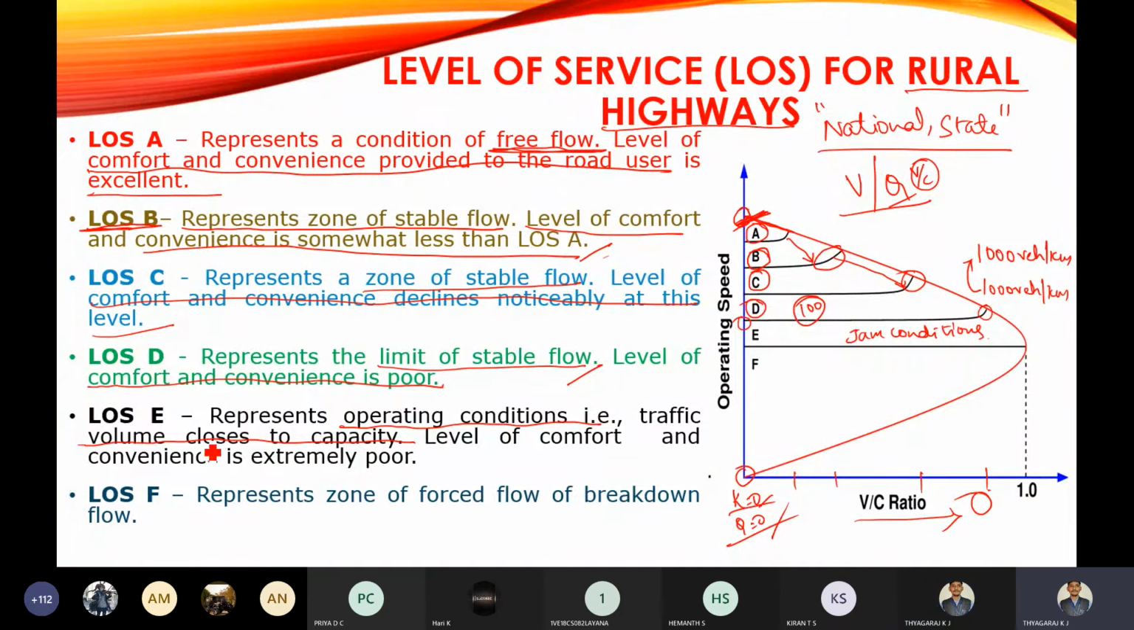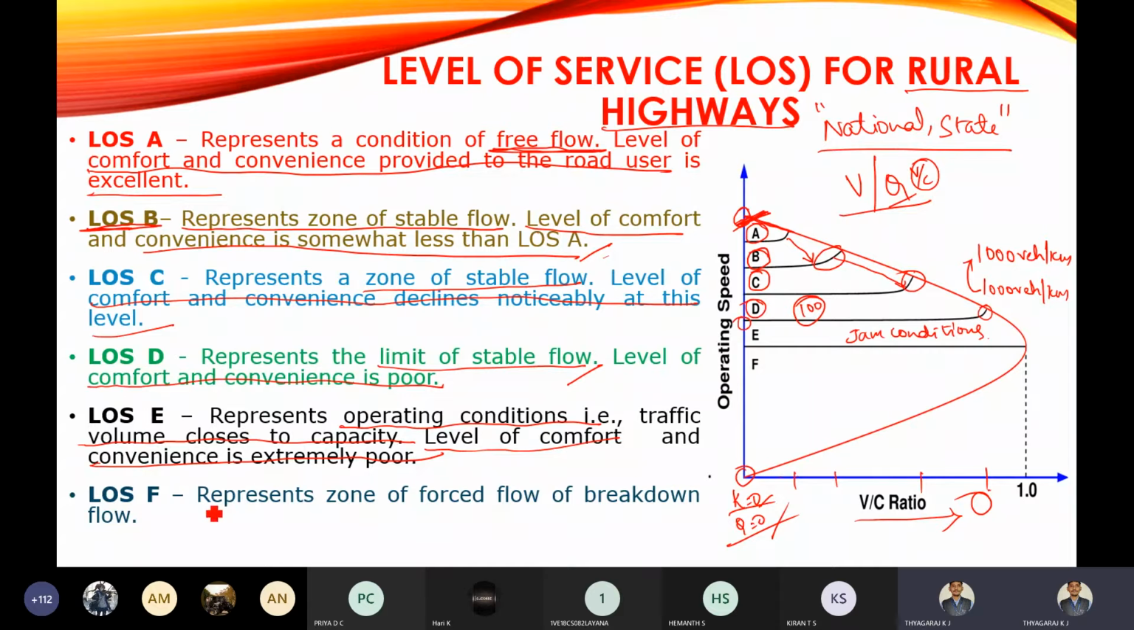So level of service E indicates that operating condition. You will be moving at a very lesser speed, with traffic volume closest to capacity, and the level of comfort and convenience is extremely poor. That is, you will be moving at 10 kmph or 20 kmph, which will create discomfort to passengers and the drivers driving the vehicle.